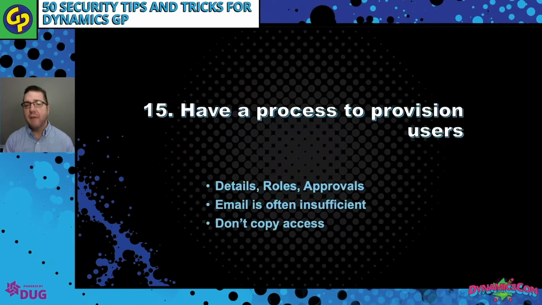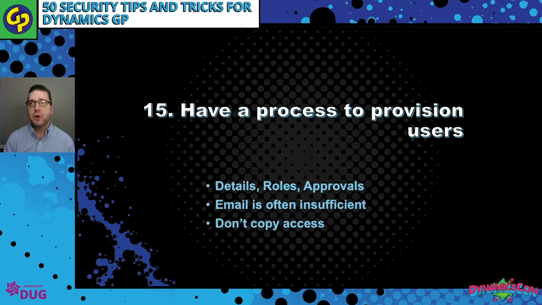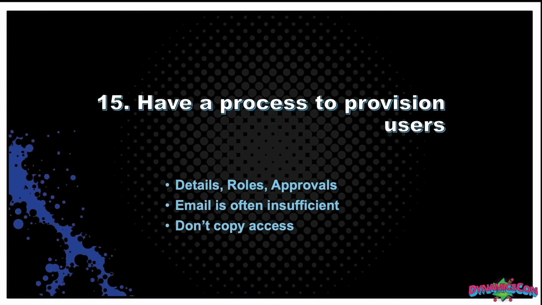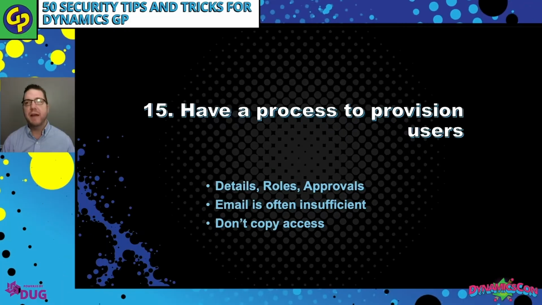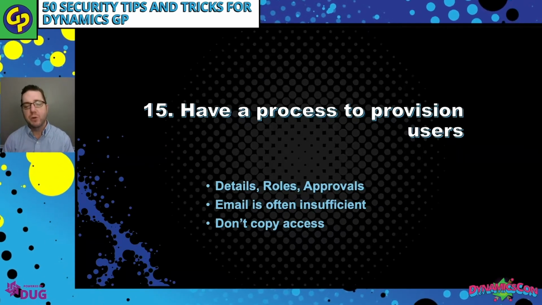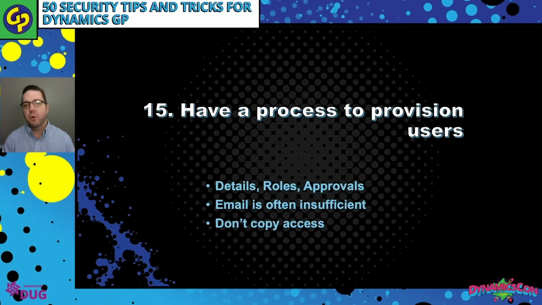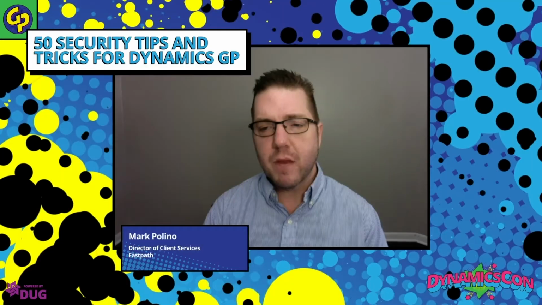Number 15, have a process to provision users. So when you create a new user, have a process. Email is often not enough because it's really not telling folks what they need. And copying users is usually a bad idea because you'll have that user who's been there for 15 years. They've done every job in the company and they have way too much access. So if you copy their access and give it to a new user, you're now giving that new user 15 years' worth of excess access.